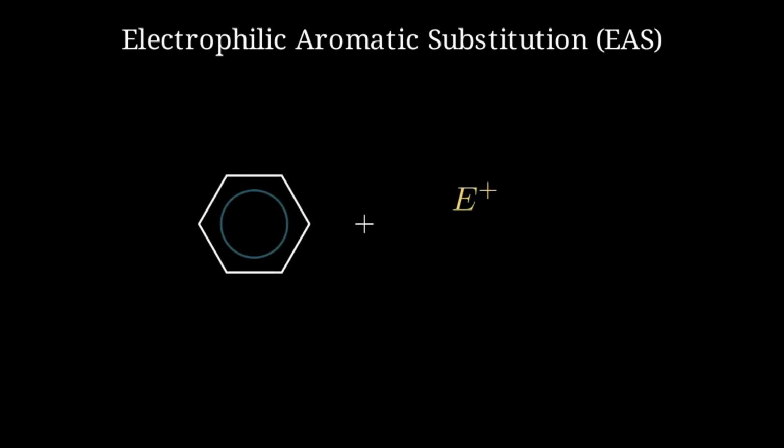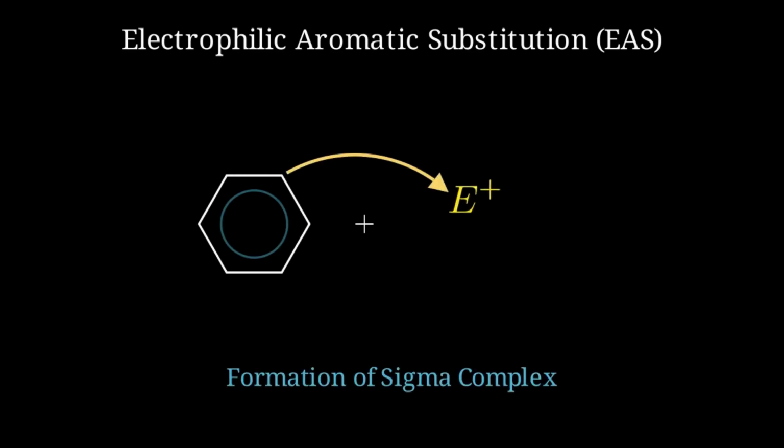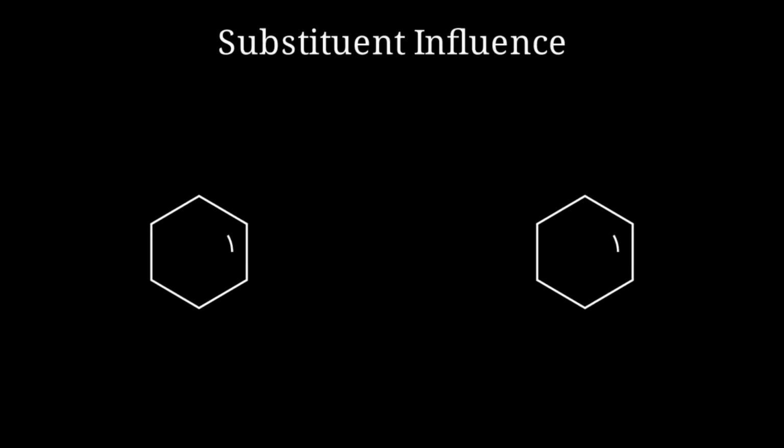In an EAS reaction, an electrophile replaces a hydrogen atom on the ring. This process involves a temporary loss of aromaticity as a carbocation intermediate forms, followed by the restoration of the double bond system. Not all benzene rings react at the same speed.